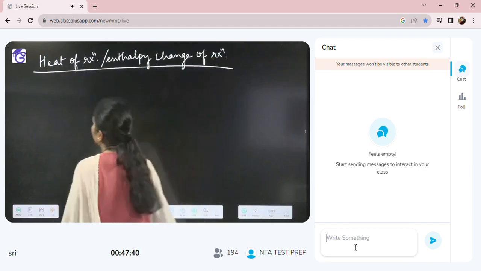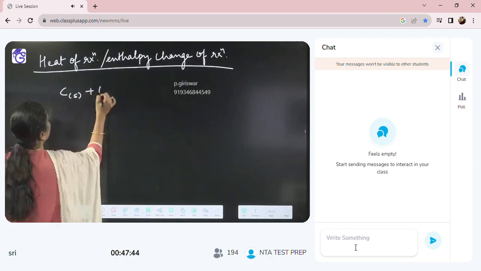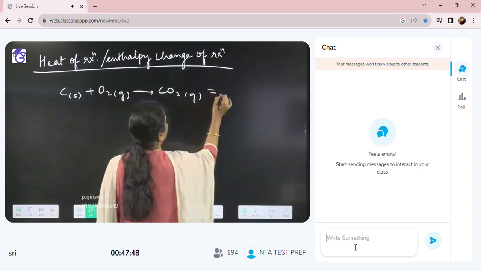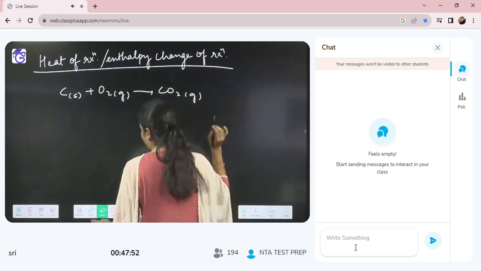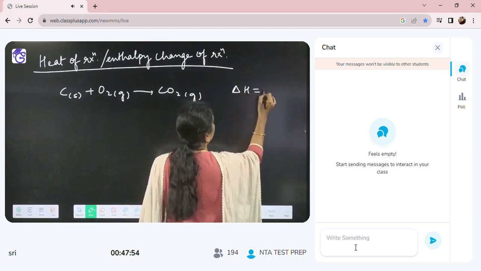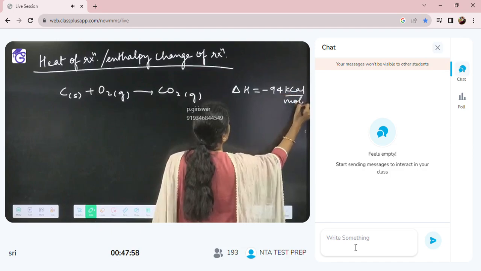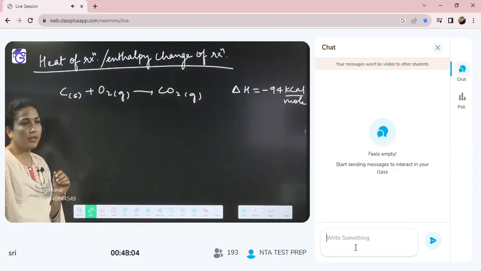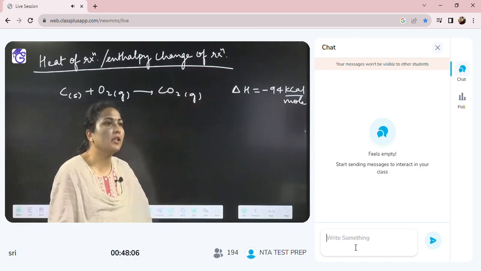Or sometimes it is also simply known as enthalpy of the reaction. So suppose I am writing this equation only. You will be getting CO2 gas, and here it implies delta H. Delta H is minus 94 kilocalorie per mole. So what does it mean? It means that when 1 mole of carbon solid reacts with oxygen, 94 kilocalorie of heat is getting liberated.